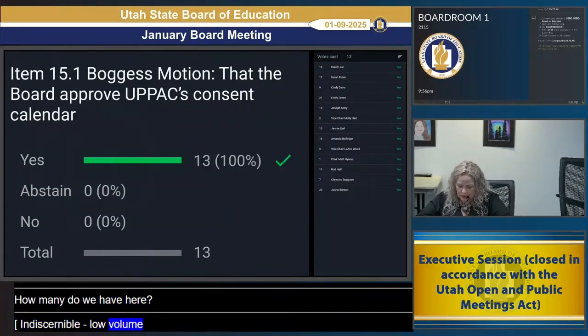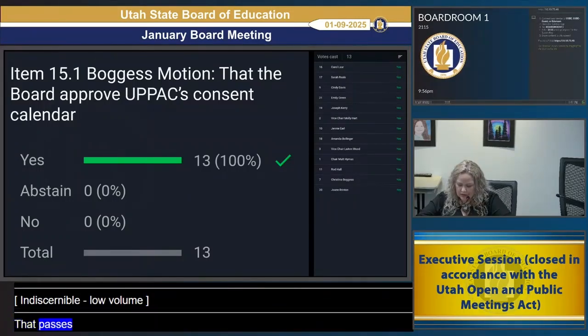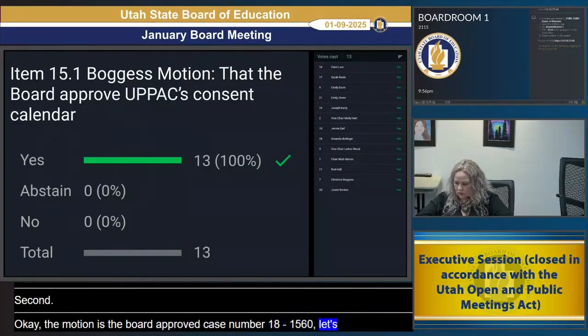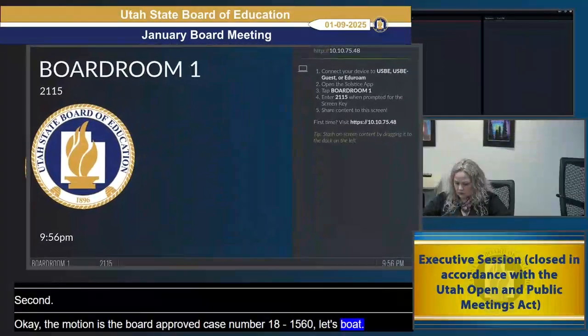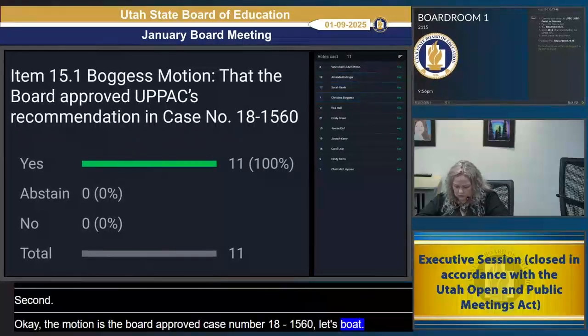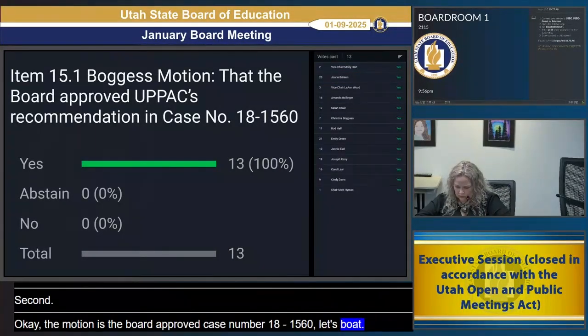Member Bogus. I move that the board approve UPAC's recommendation for case number 18-1560. Second. Okay, the motion is that the board approve case number 18-1560. Let's vote. That passes unanimously.